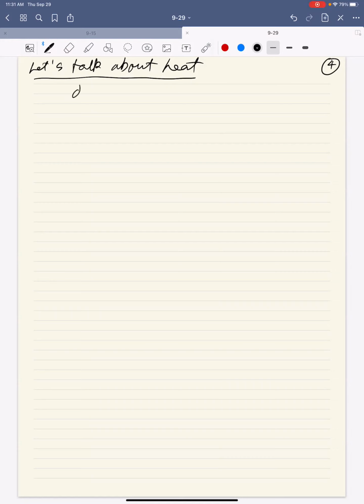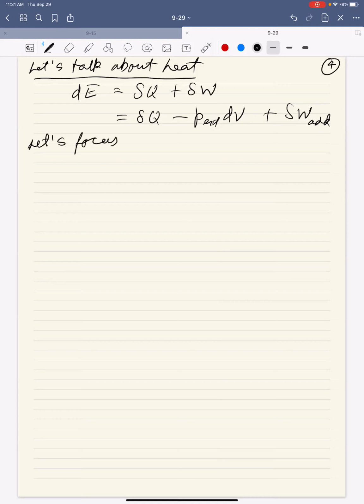So we know that dE is equal to delta Q plus delta W, right? This is true for absolutely everything. This is just conservation of energy. Or dE is equal to delta Q minus P external dV plus delta W additional, whatever additional work you're doing on this system. In what's going to follow next, we are going to focus on only pressure-volume work, okay? No additional work. And you can generalize it later, but this is already quite useful.